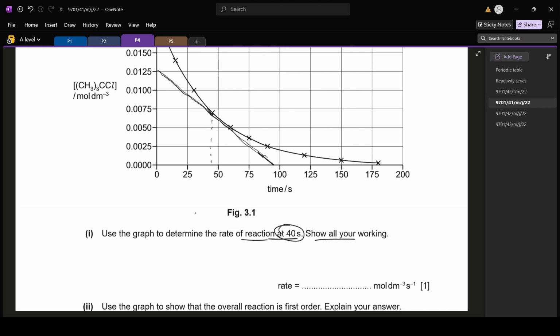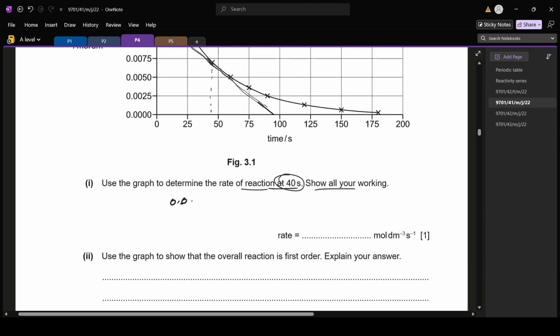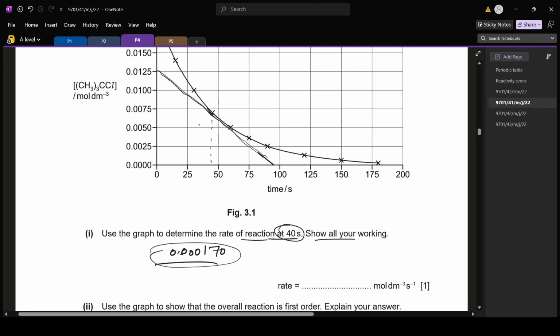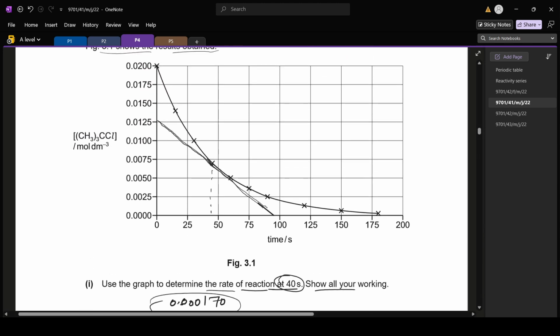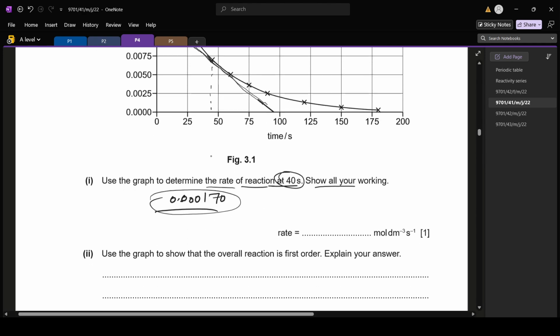This gradient is going to be 0.0170. I'm not calculating here, but I have given you a hint on how you will calculate the rate of reaction at 40 seconds. You have to just draw a tangent and then calculate the gradient of this tangent, or slope of this tangent. Okay, moving towards the next part.